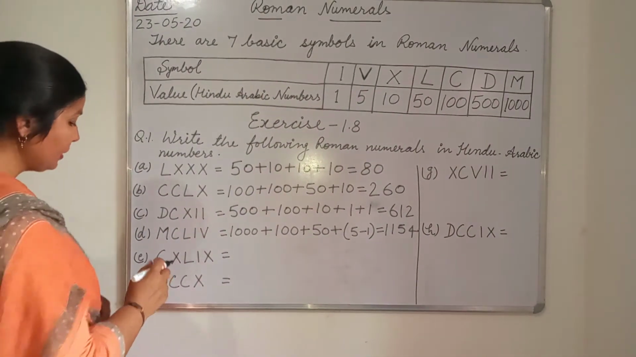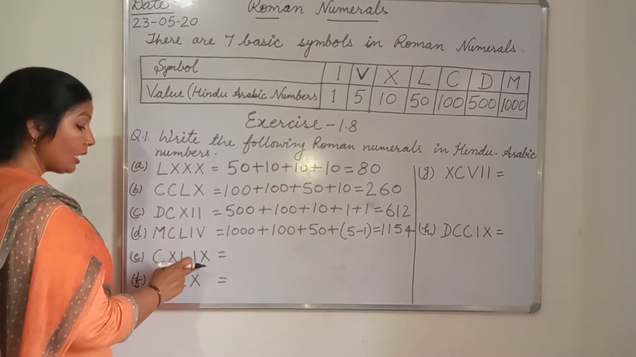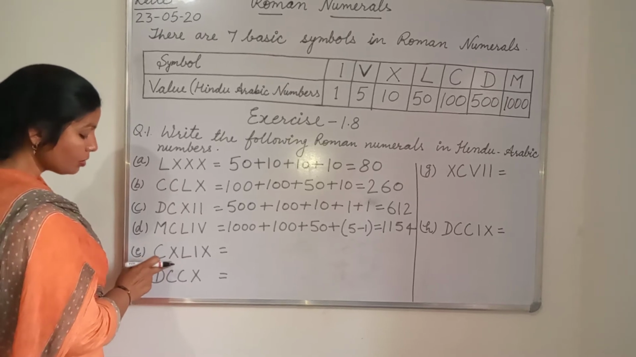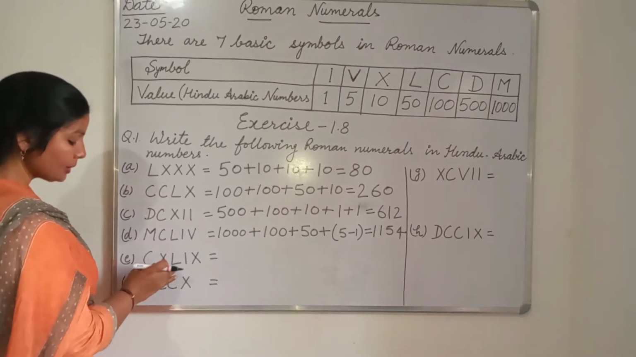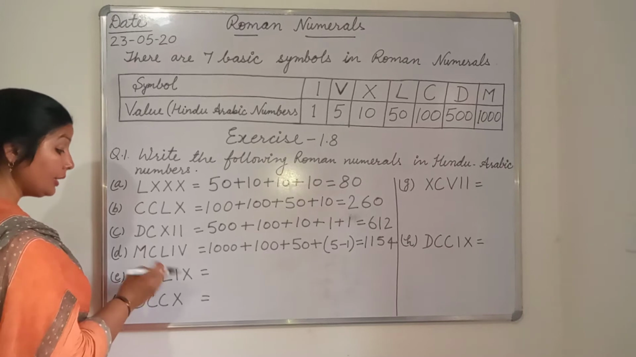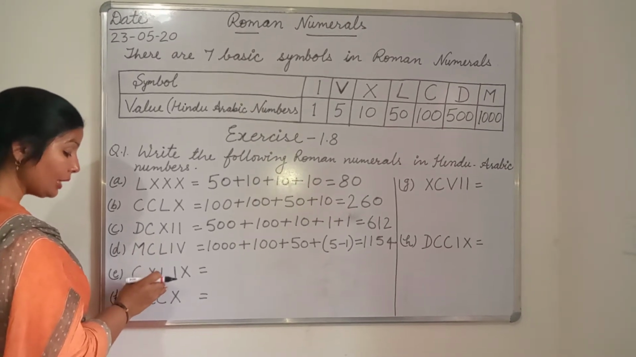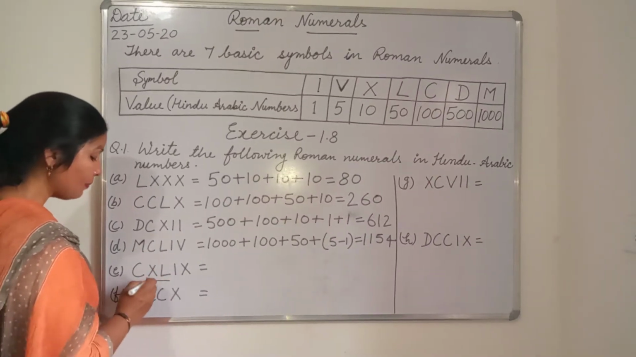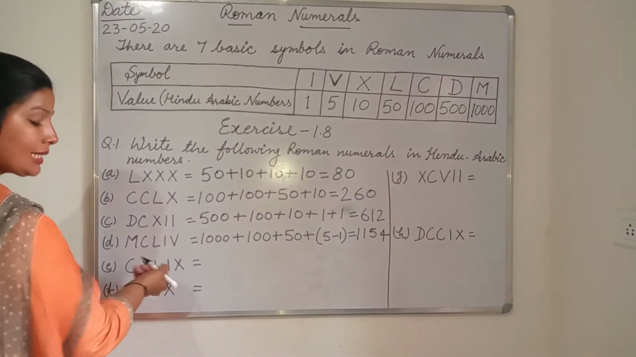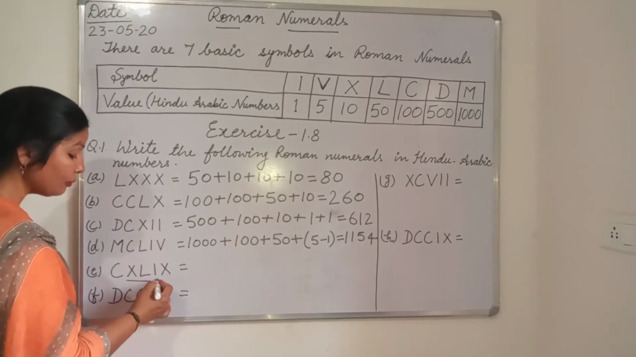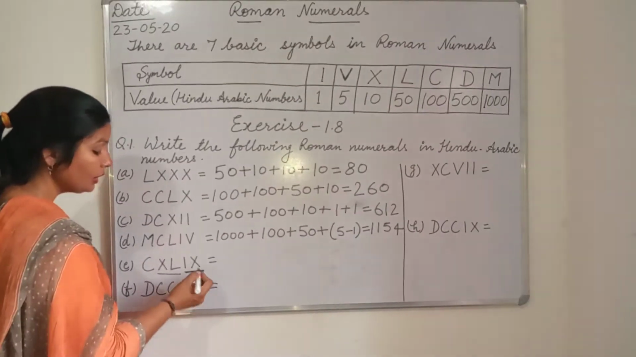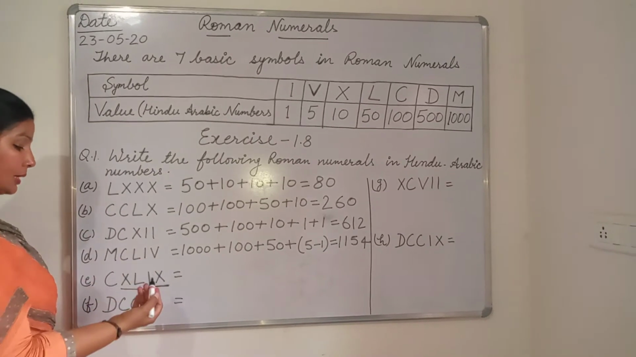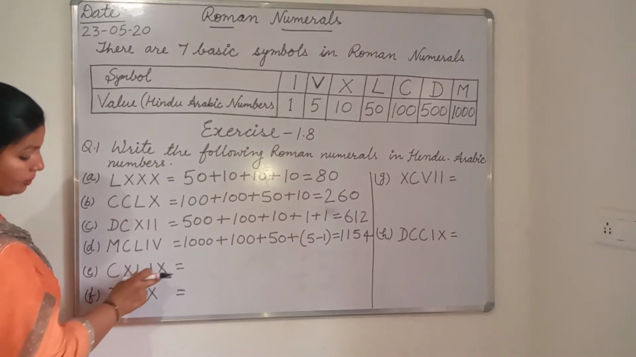Next E part. C, X, L, I, X. Till here we have addition. Sorry, here also you will see that there is subtraction. C, then X, then L, a big symbol. X is small and L is big. That means this X is with this L. Then we have I, a smaller symbol. Then after I again we have a big symbol. That means this I is with this X. Okay, so there is a subtraction. These two are in subtraction form.